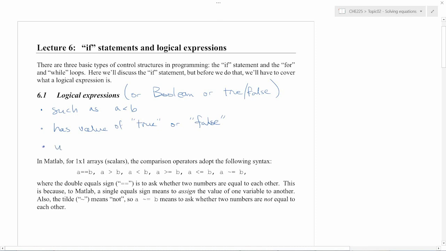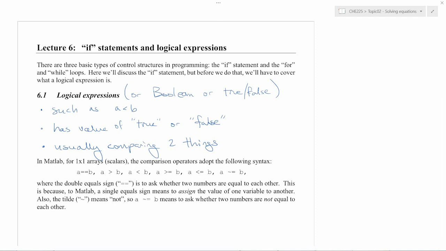And usually in these expressions, you're comparing two things, like the value of two numbers, for example. So if A is 5 and if B were 4, then the question, is A less than B? That's false.